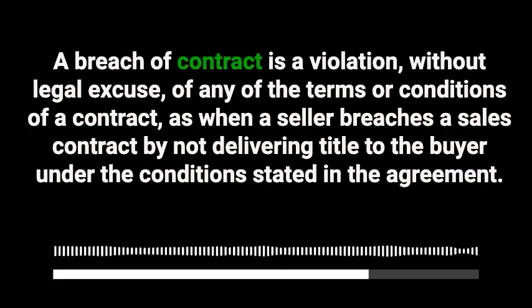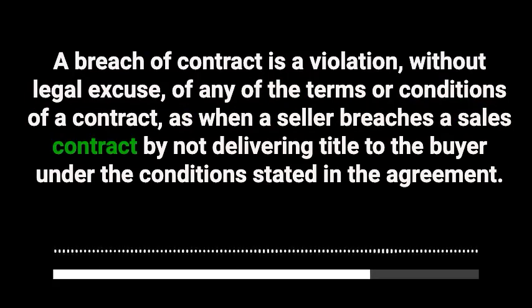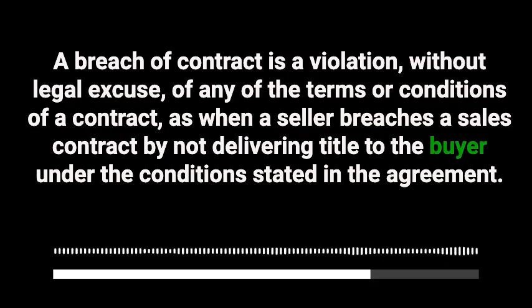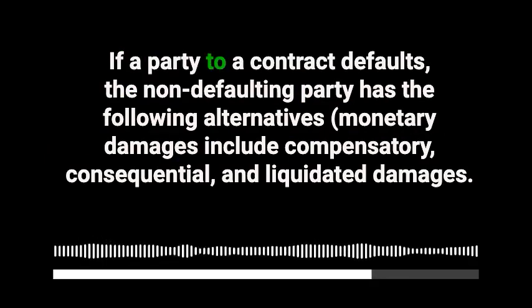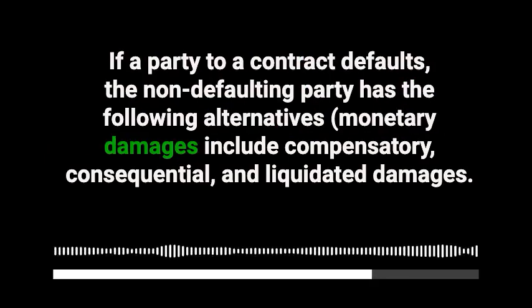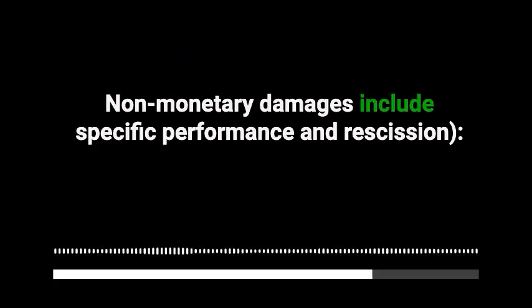A breach of contract is a violation, without legal excuse, of any of the terms or conditions of a contract, as when a seller breaches a sales contract by not delivering title to the buyer under the conditions stated in the agreement. The non-defaulting party has certain rights. If a party to a contract defaults, the non-defaulting party has the following alternatives.